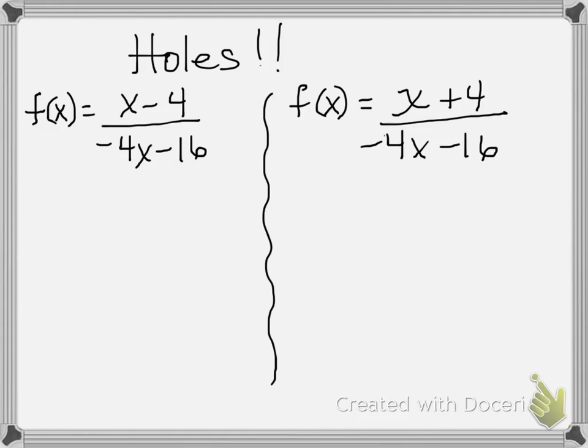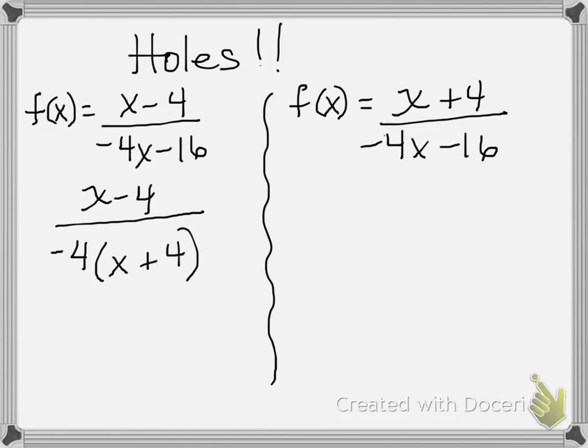The first thing you want to do is whatever you see that is factorable, you want to factor it. You want to factor the numerator as well as the denominator. So over here where I have f of x equals x minus 4 divided by negative 4x minus 16, I see that my numerator, x minus 4, is already factored, meaning I can't do anything else with it. My denominator, however, negative 4x minus 16, can be factored because negative 4 is the greatest common factor of both negative 4x and negative 16. So I'm going to factor out a negative 4, and I'm left with x plus 4.